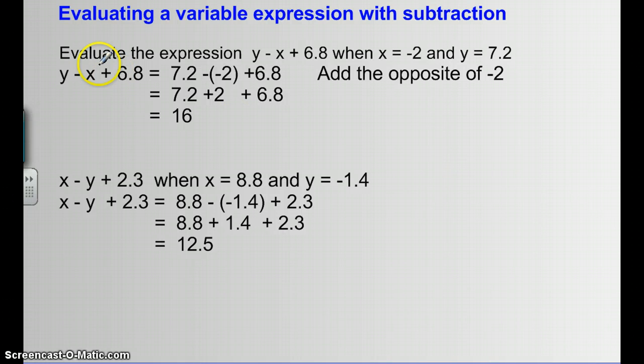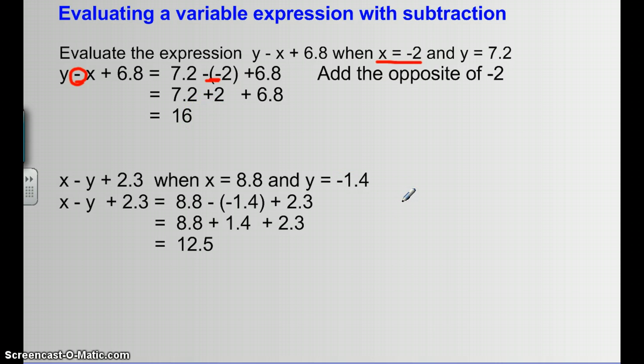Be very careful, though, when you have a negative, okay? Because you're going to subtract the value of the variable as it's given. And in this case, x is negative 2. So this becomes 7.2 minus negative 2, or positive 2. So it's 7.2 plus positive 2 plus 6.8, and that's 16.